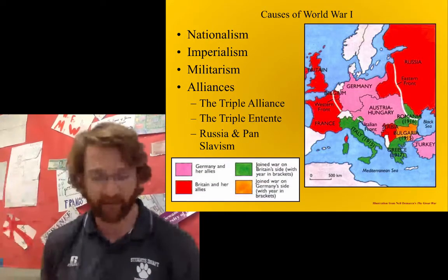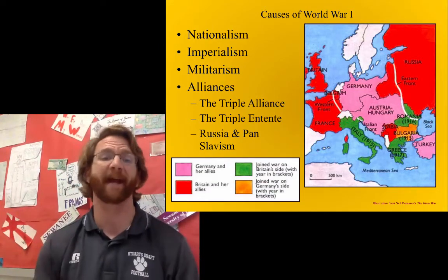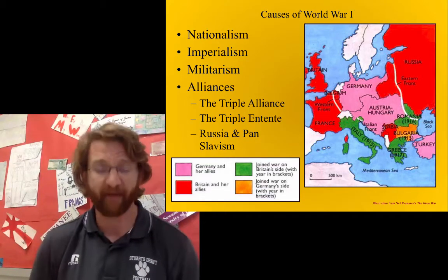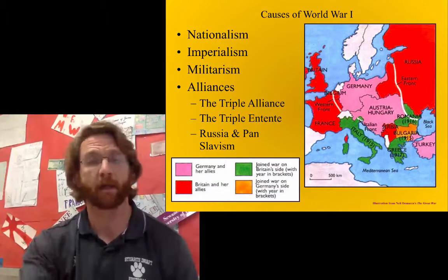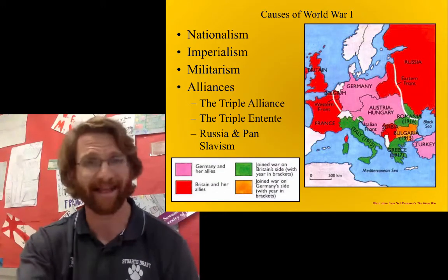And last but not least, the last alliance was something called Pan-Slavism. Pan-Slavism means that all Slavic peoples should be united under one leader. Now, Slavs are an ethnic group in Europe.